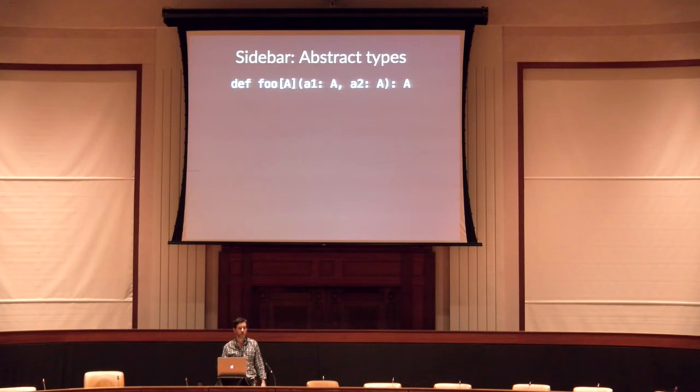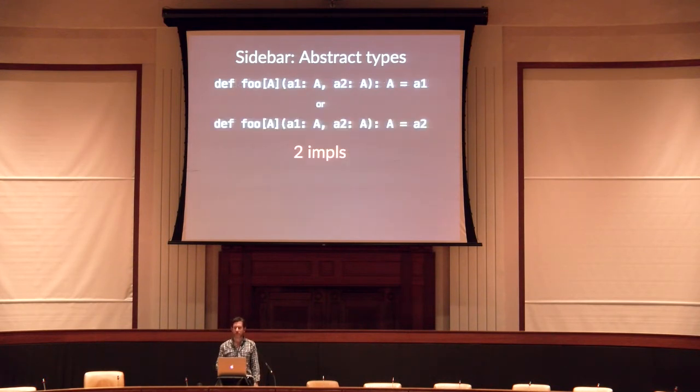What about this one? I'm given two As and I need to return an A. So there are two: I could return the left one or the right one. And that's it. Again, I don't know anything about A, so I can't do anything with it. I can't call a method on it. I can't pass it to anything else.